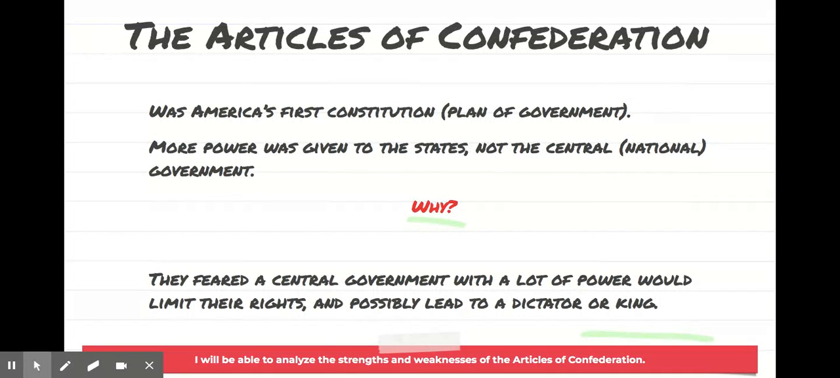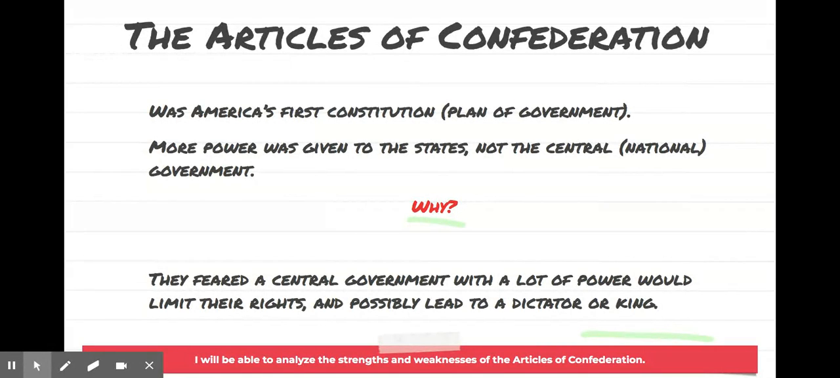Okay, so the Articles of Confederation, what are they? So this was America's first constitution, okay? So it was their first plan of government. Before we ever have the Constitution, which you may know is what we have today, before we had that, we had the Articles of Confederation. After the war, this was our plan for how this young country is going to be governed, what the government is going to be like.